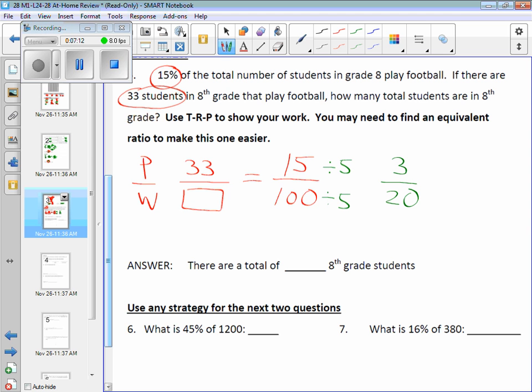And now we can connect. 3 times 11 makes 33. And if you do the same thing to our 20 and multiply 20 times 11, you get 220 as our missing number. And that's how many total students there are in 8th grade.